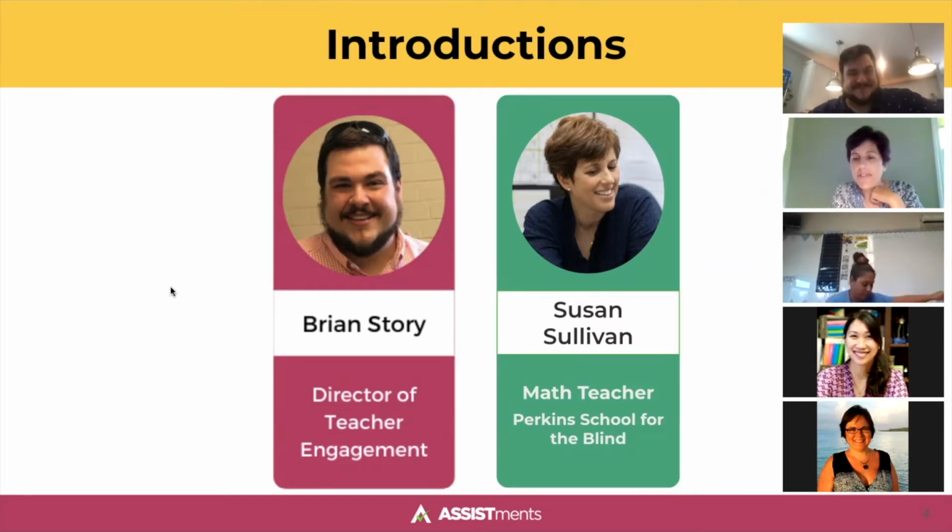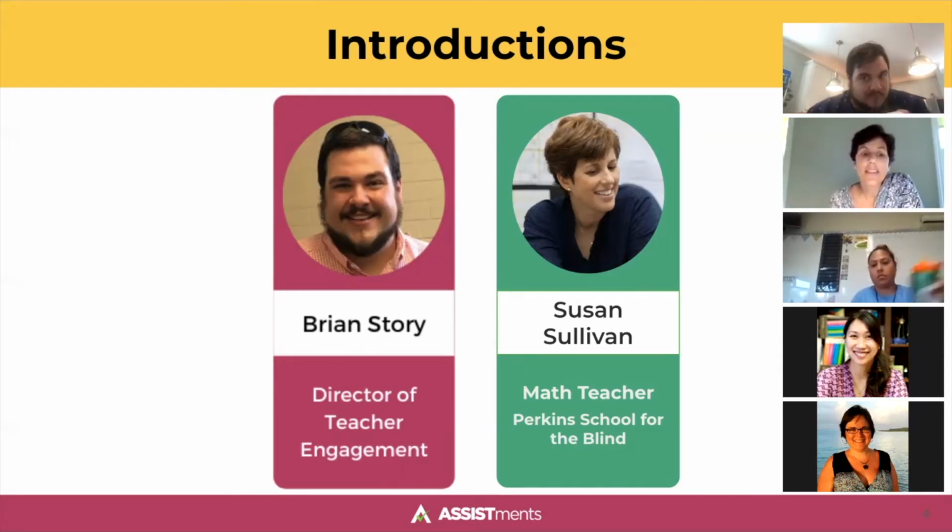Hi, I'm Sue Sullivan. I teach math at Perkins School for the Blind, and I teach students that are ages 14 through 22, kind of all different levels of mathematics. And I do it sometimes in Braille and sometimes in large print, so that's kind of fun. And I just have really loved assessments because I found that it has been a way that saves time in teacher prep and gives me more time to spend on lesson planning and making my lessons engaging. So glad to be here today.